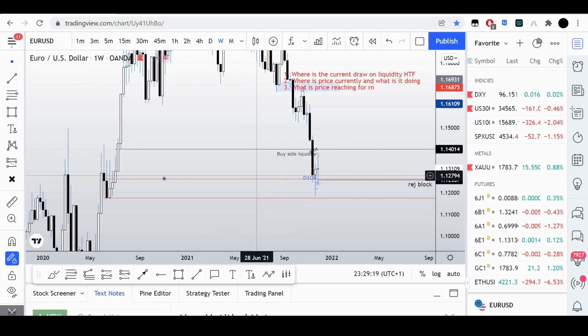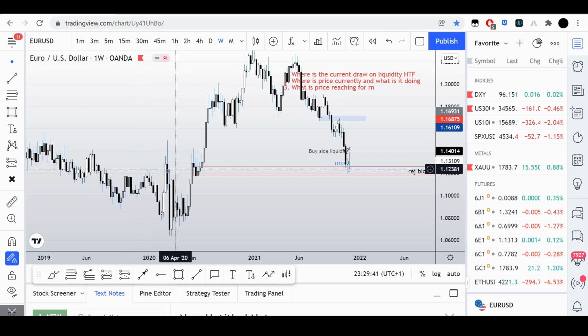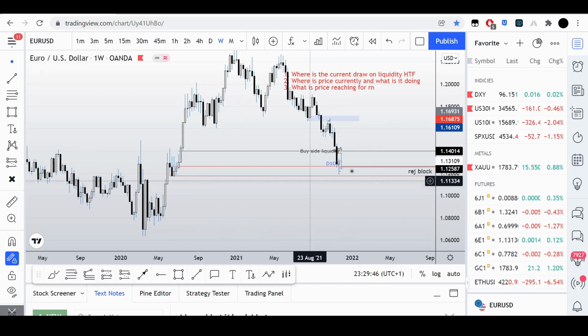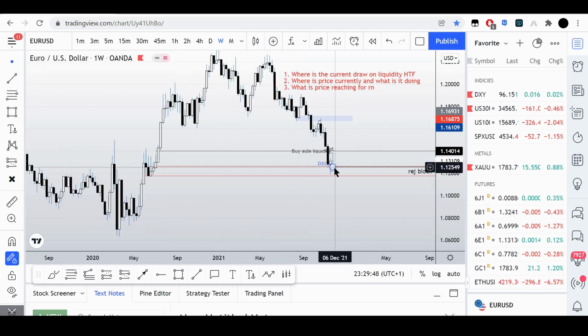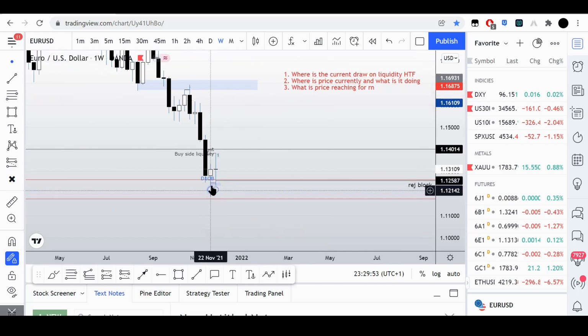Now you can see that price came into this bullish order block right in here, which lines up with a bullish breaker. Bullish breaker and bullish order block down here with this wick. Now we see that this is a highly probable area that price can have some sensitivity to, which we've had right around here. So price was drawn into this and we had a nice run up last week.